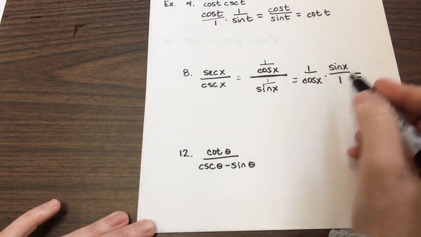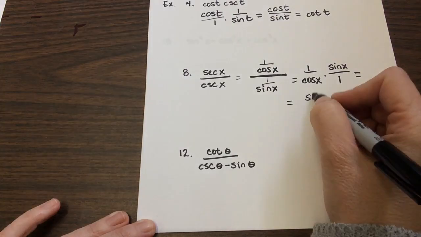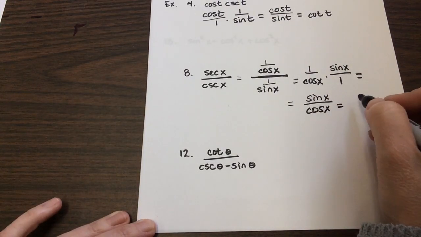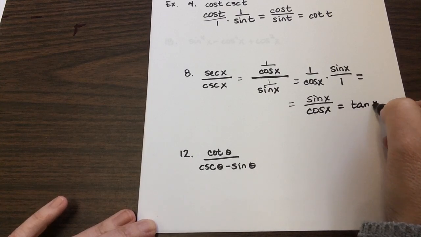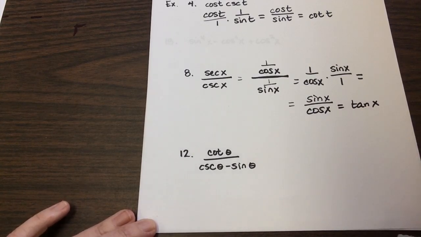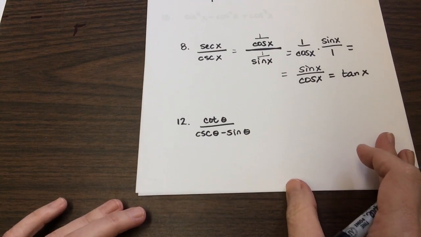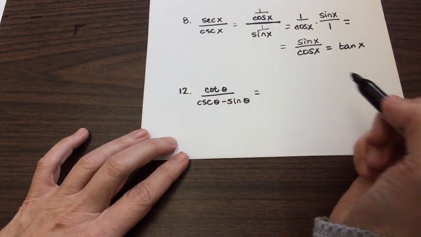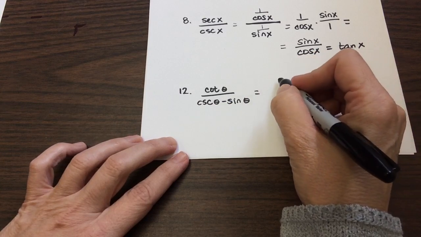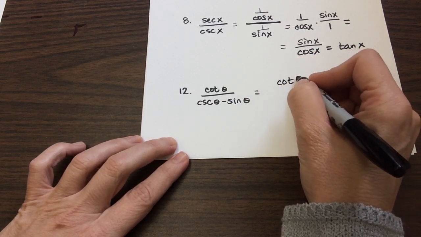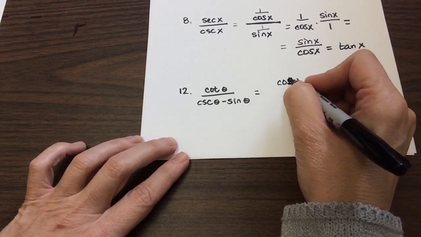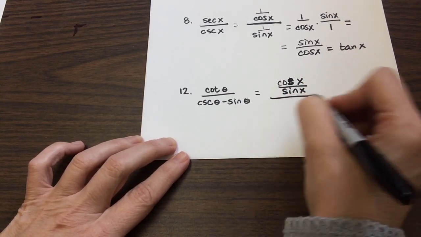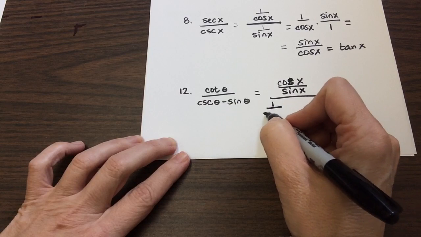And when I multiply straight across again, I get the sine of x over the cosine of x, which I know is the tangent of x. Okay? Just going to keep going, writing everything in terms of sine and cosine. The cotangent is cosine over sine. And cosecant is 1 over sine.